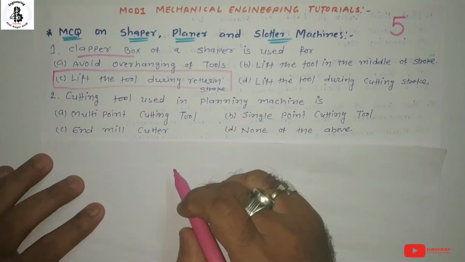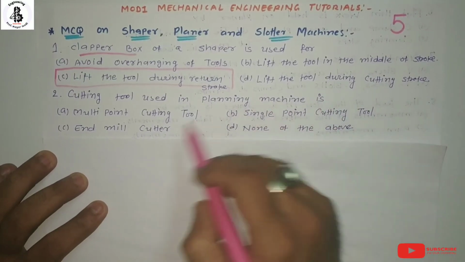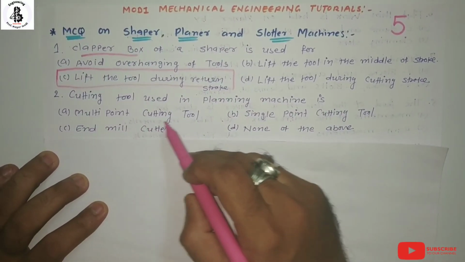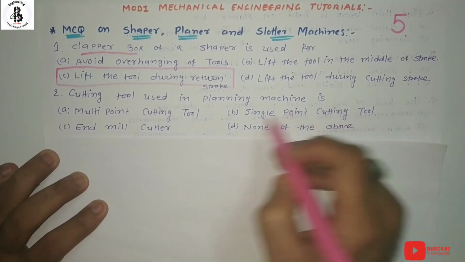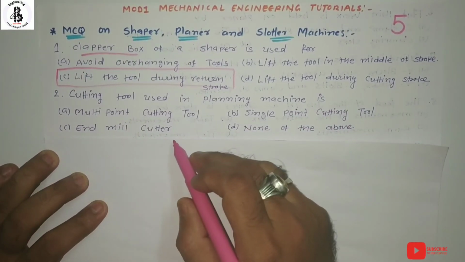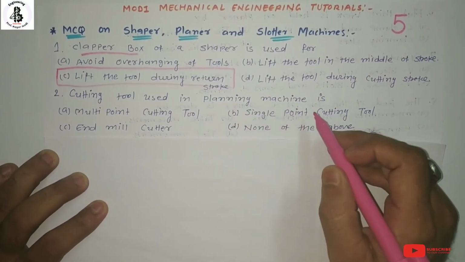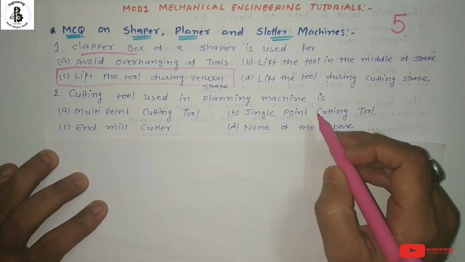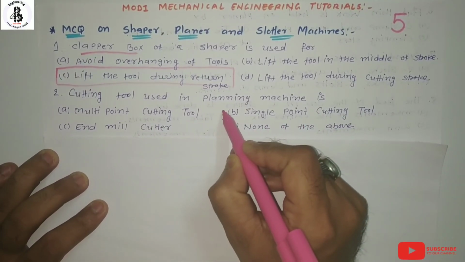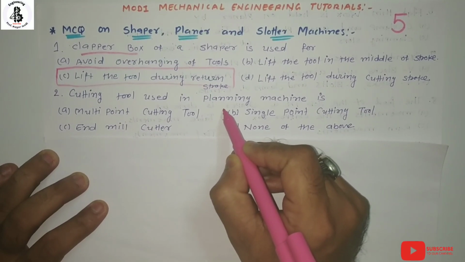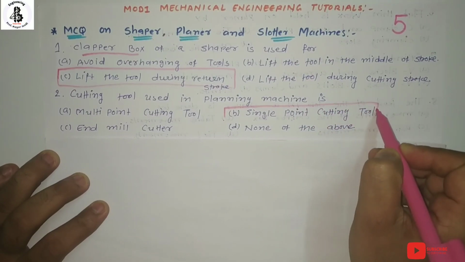The next: the cutting tool used in a planing machine is option A, multi-point cutting tool. Option B, single point cutting tool. Option C, end mill cutter. And option D, none of the above. So basically in case of planing, we always use a single point cutting tool. Whether it is SHAPER or planer, it is a single point cutting tool. So the option B.